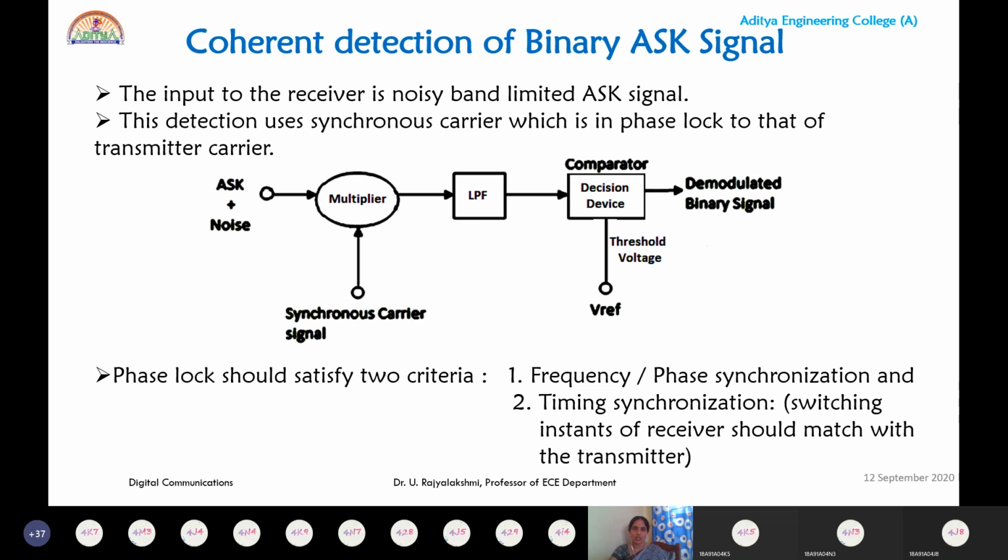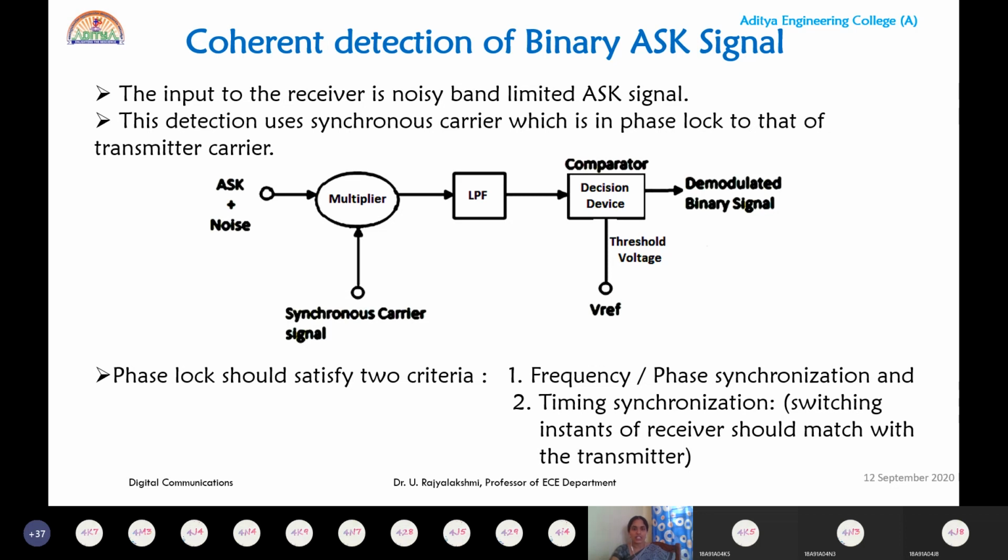What is meant by phase lock? We are saying that the receiver carrier should be in phase lock with the transmitter carrier. In order to provide synchronization, the first one is synchronization of both frequency and phase, and the second one is timing synchronization, which is also necessary. So what is the first one? That is frequency and phase synchronization.